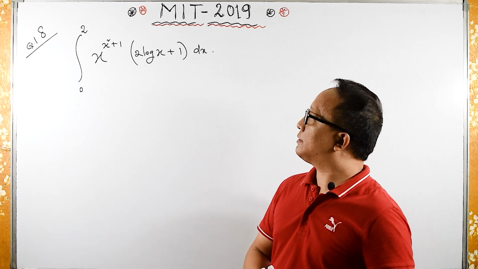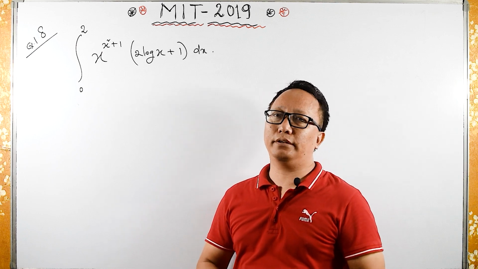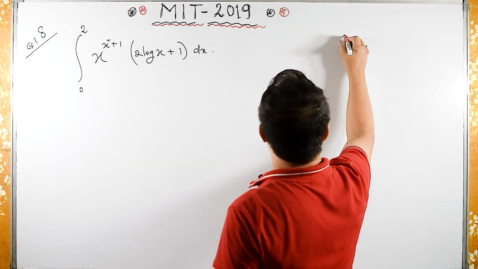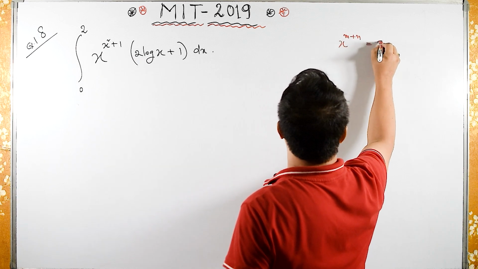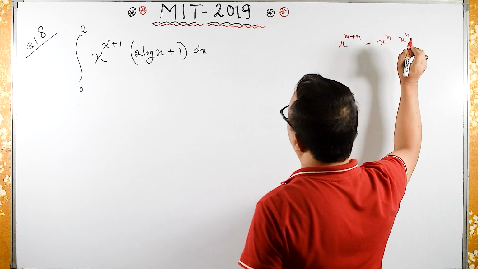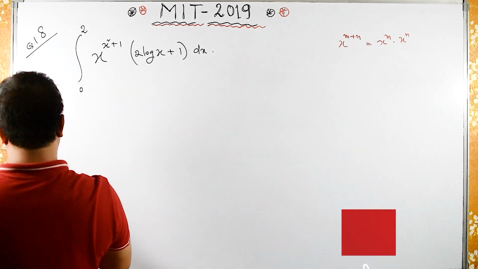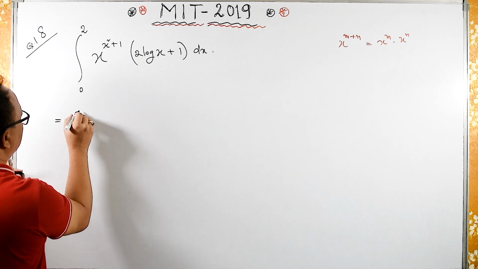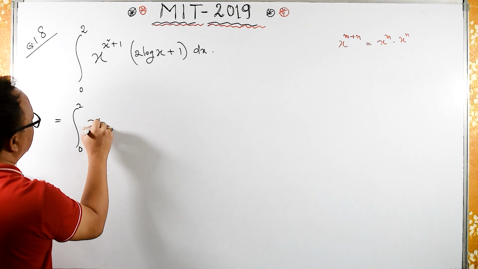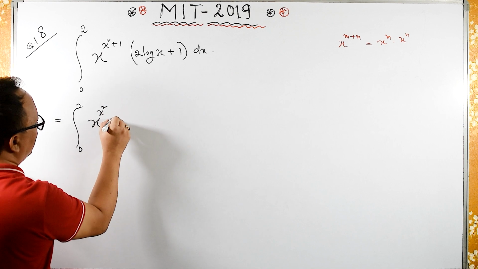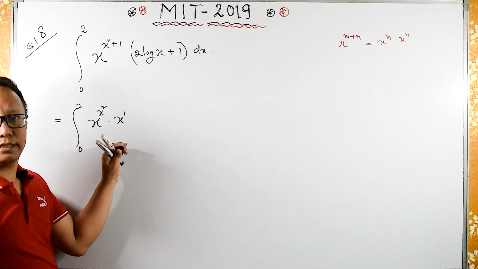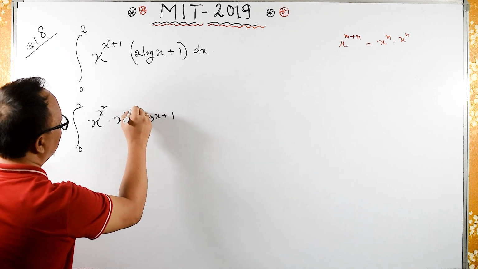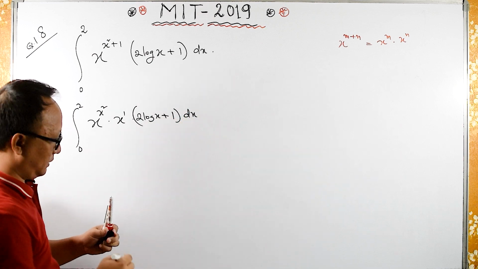This question was asked by MIT in the year 2019, and this is question number 18. Here what I will do is break this. x raised to m plus n is the same as x raised to m into x raised to n. If I use this formula, then this can be written as the integral from 0 to 2 of x raised to x square into x raised to 1. x raised to 1 is the same as x, into 2 log x plus 1, into dx.